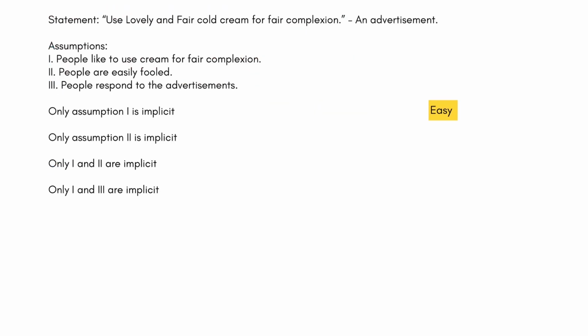This is again an easy problem because the statement is very easy and the straight assumptions that you can take from this are 1 and 2. So the commercial given is: use Fair and Lovely cold cream for fair complexion.